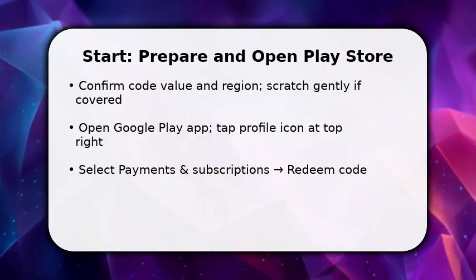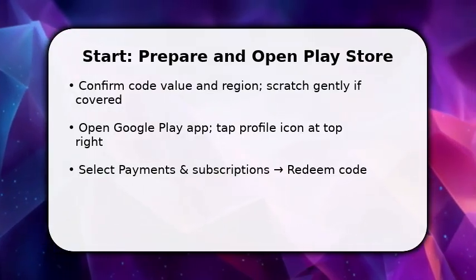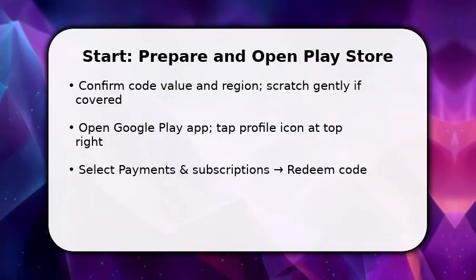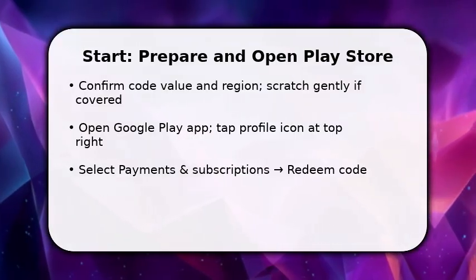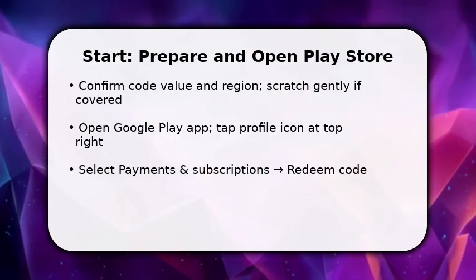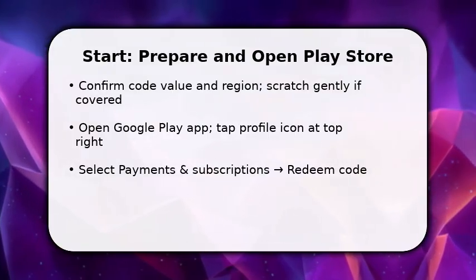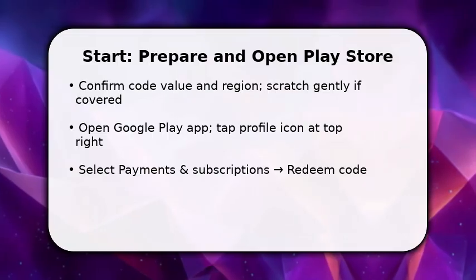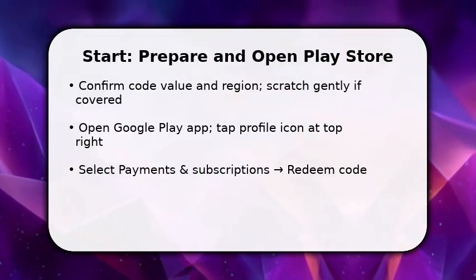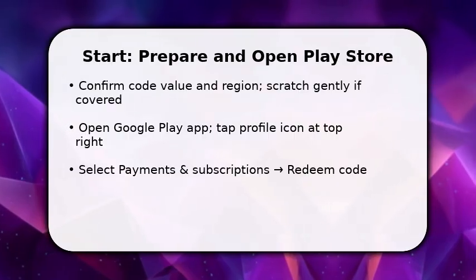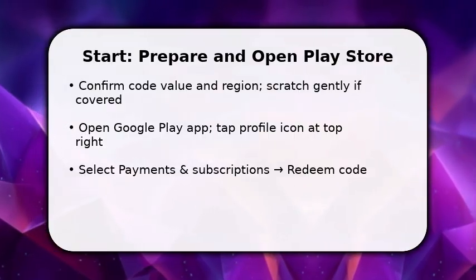Open the Play Store now and focus on speed. Tap your profile icon at the top right to reveal account options. Once visible, choose Payments and Subscriptions, then tap Redeem Code to bring up the entry field. Make sure you're using the correct Google account if you manage multiple profiles, because the credit will apply there immediately.